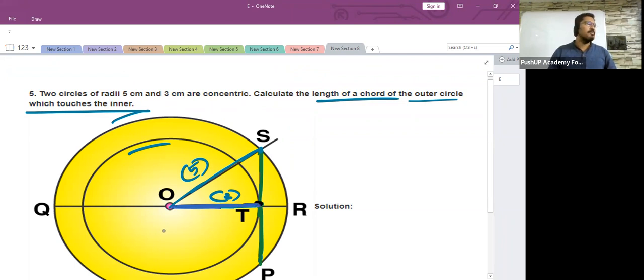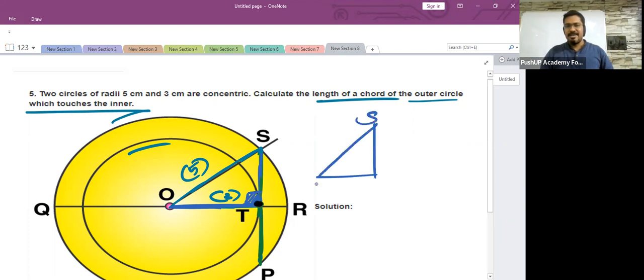OT is the radii of the smaller circle. What is this ST? ST is the tangent to the circle, isn't it? Isn't OT and ST intersecting each other at point T? Yeah. So what will be the angle created over here? It should be 90 degrees, right? So children, what kind of a triangle are you getting here? Right angle triangle SOT, isn't it?